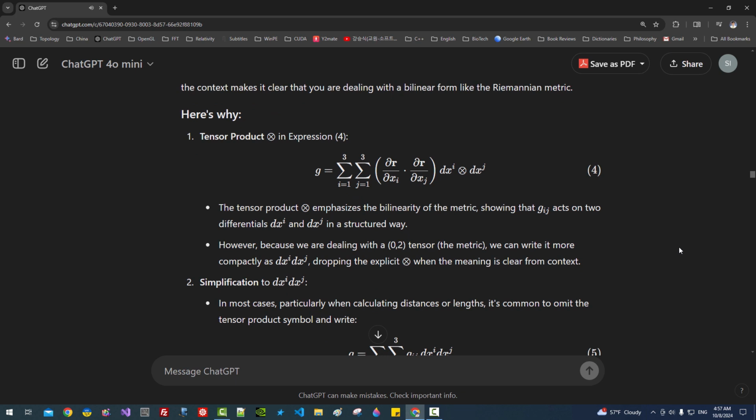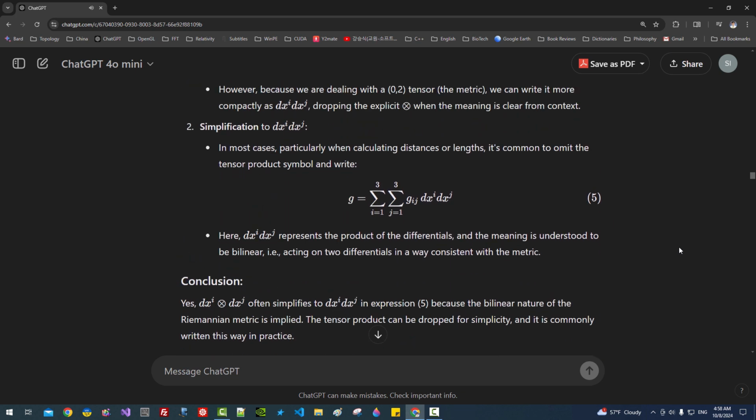Here's why. 1. Tensor product ⊗ in expression 4, g equals the sum over i equals 1 to 3, sum over j equals 1 to 3, of (∂r/∂x_i · ∂r/∂x_j) dx^i ⊗ dx^j, tag 4. The tensor product ⊗ emphasizes the bilinearity of the metric, showing that g_ij acts on two differentials, dx^i and dx^j, in a structured way. However, because we are dealing with a 0-2 tensor, the metric, we can write it more compactly as dx^i dx^j, dropping the explicit ⊗ when the meaning is clear from context.